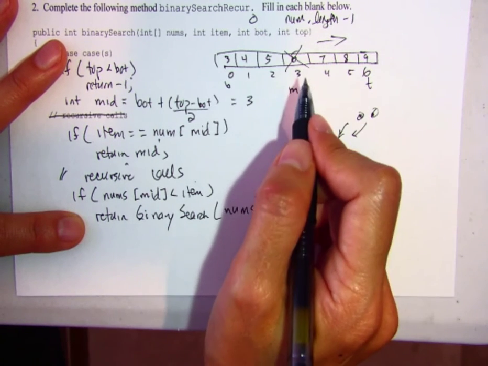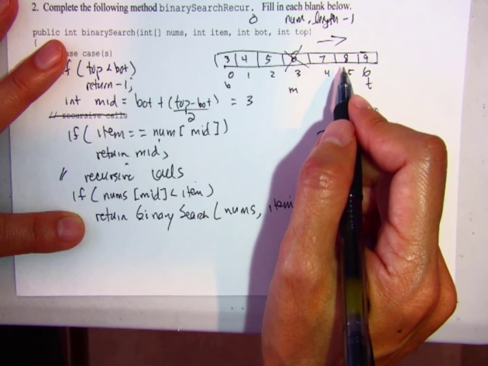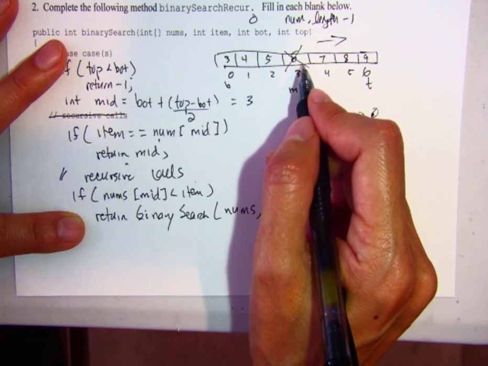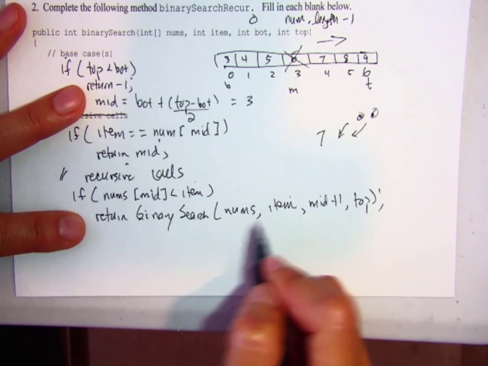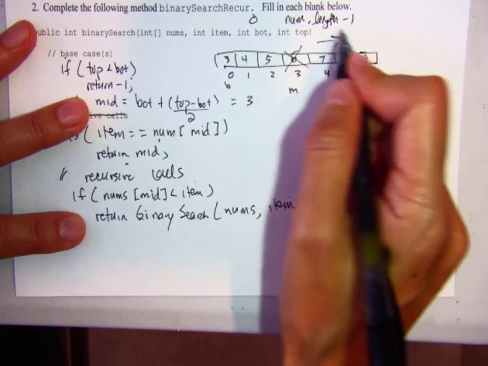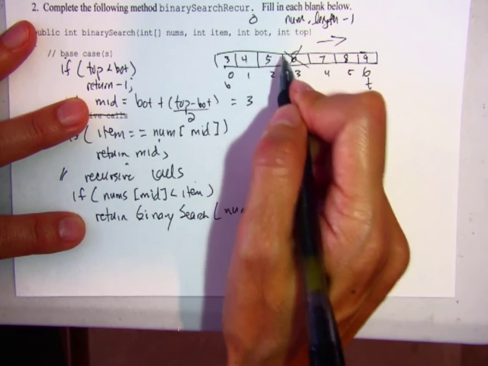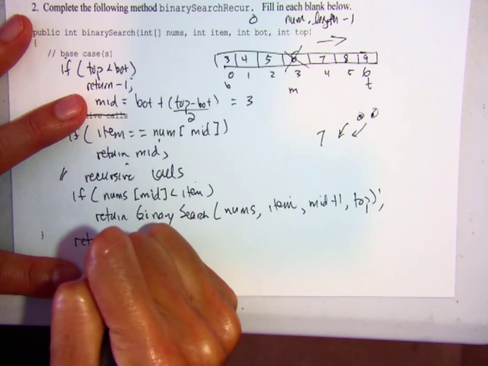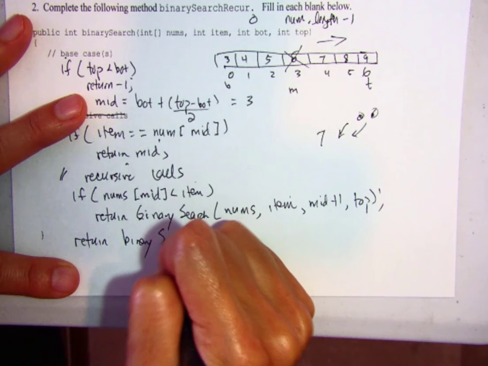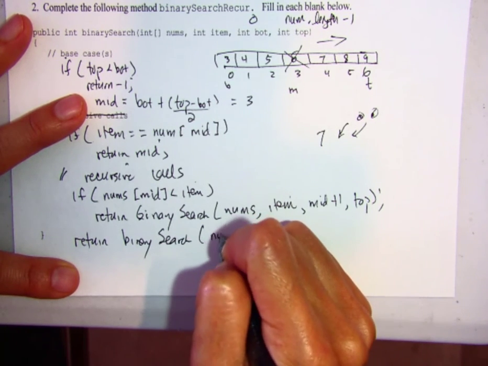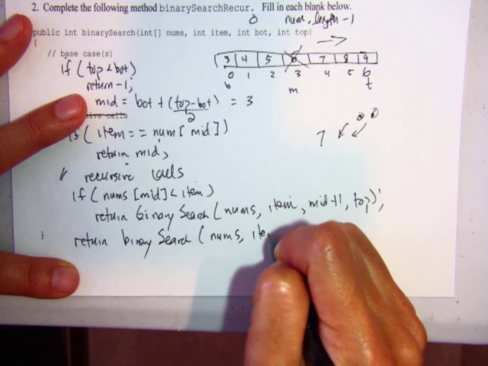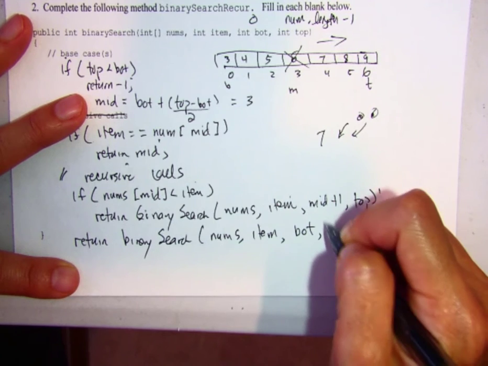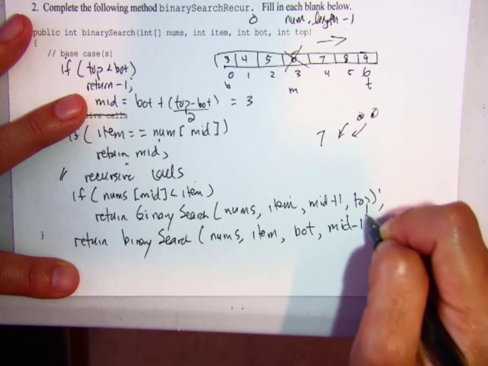That was if I was looking for 7 and the value at the midpoint was too low. But if it was the other way around, then I would eliminate the top half and reassign the top to mid minus 1. So we return binary search nums, item. The bottom would remain the same, and the top would be mid minus 1.